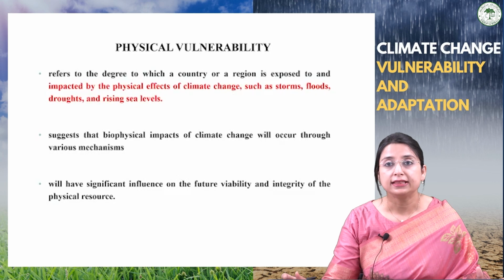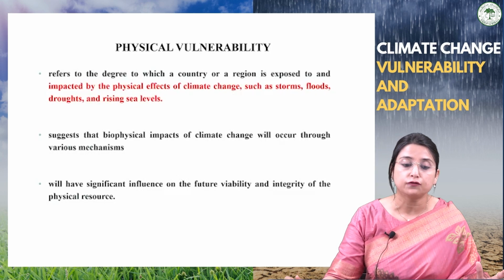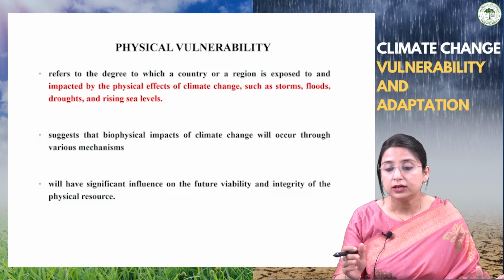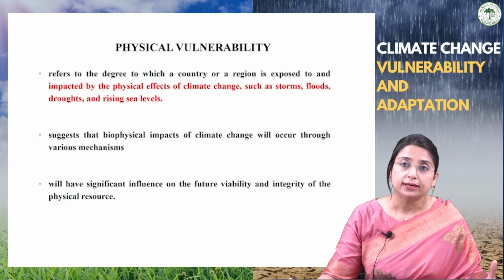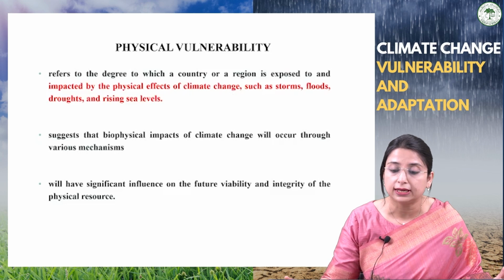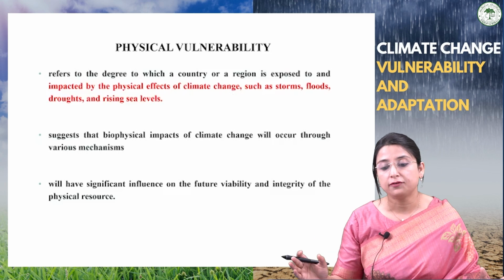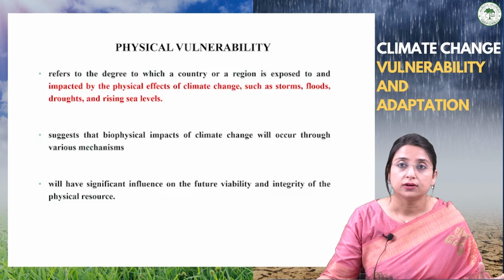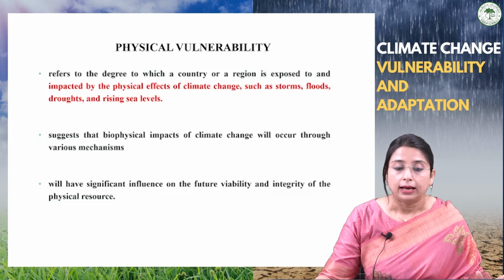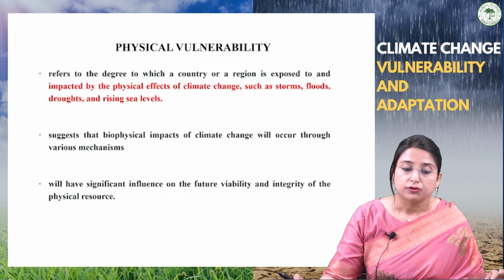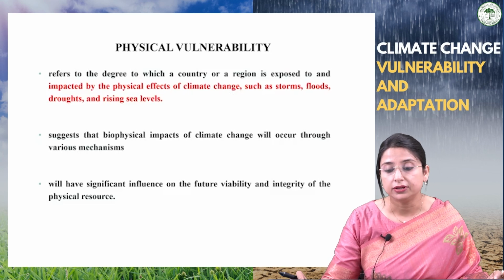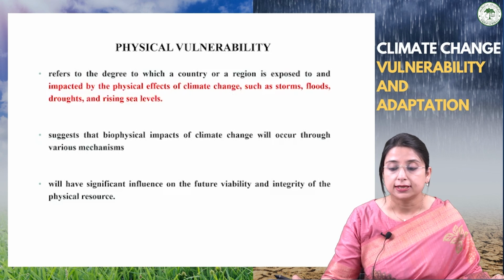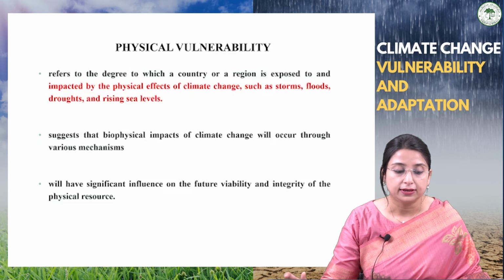When it comes to defining physical vulnerability, generally it refers to the degree to which any country, a region, or even the ecosystem is exposed to, or impacted by, the physical effects of climate change. As examples of physical effects, you may take storms, hurricanes, rise in temperature, rise in sea level, etc. Overall, it refers to the degree to which a country or region is exposed to and impacted by the physical effects of climate change such as floods, droughts, rising sea level, etc.